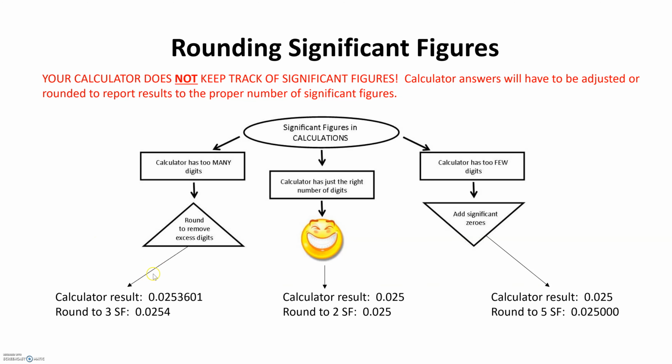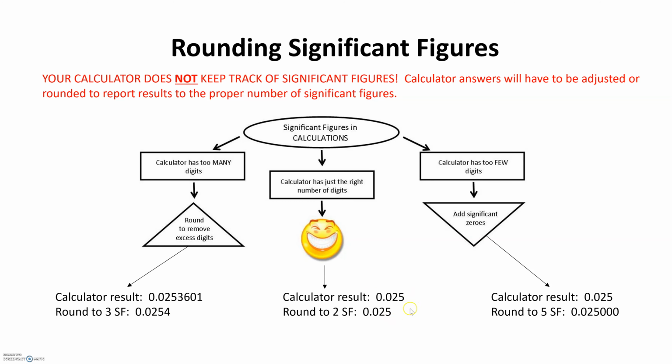I like to count where the significant figures are. Remember, the 2 zeros at the front don't count. I'll count 2, 5, and 3, and that's where I should stop, and then I'll look at what comes after it. What comes after it is a 6, so I'm going to round that 3 up to a 4. So I get 0.0254.